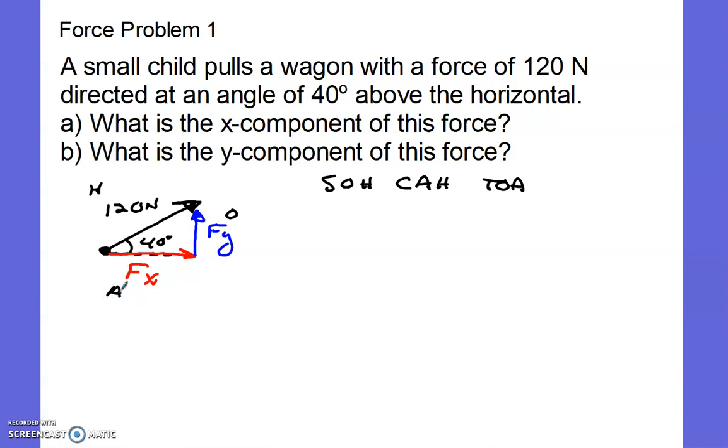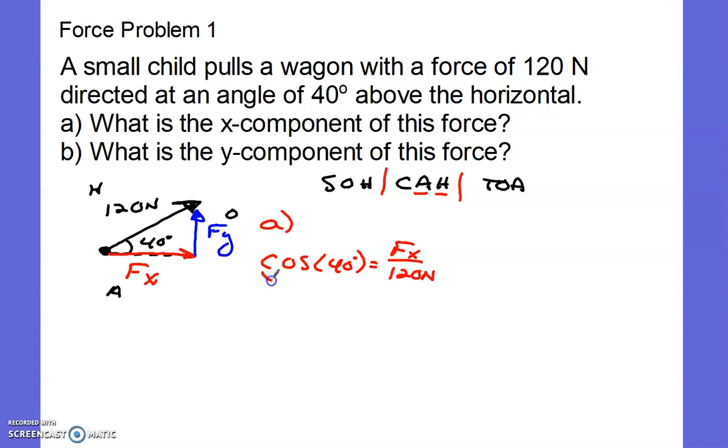Part A asks, what is the x component? So we'll solve for that first. To get the x component, we want the adjacent side, and we know the hypotenuse. So adjacent and hypotenuse, we're going to use cosine for letter A. We have that the cosine of 40 degrees is the adjacent side, which is our unknown, Fx, divided by our hypotenuse, which is 120 newtons.